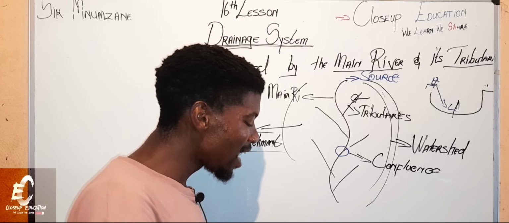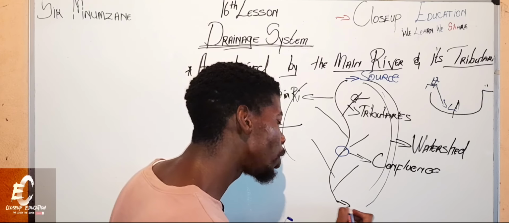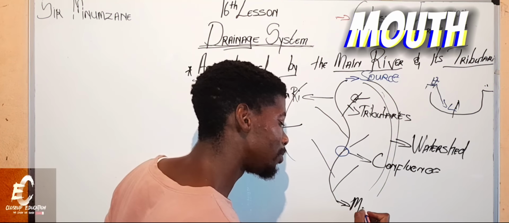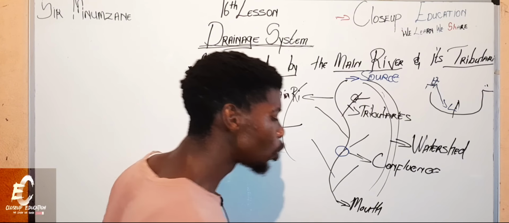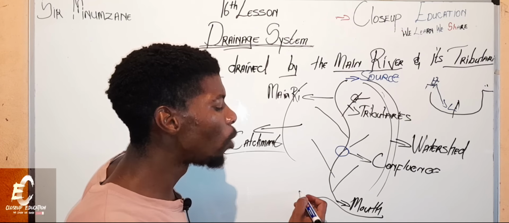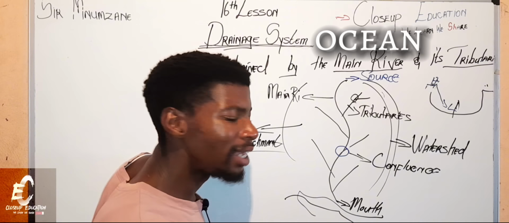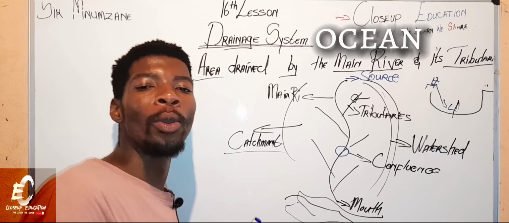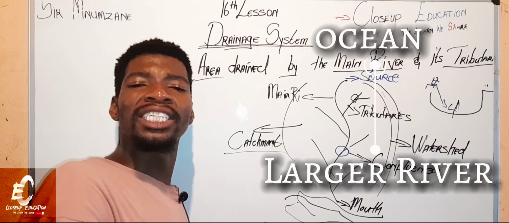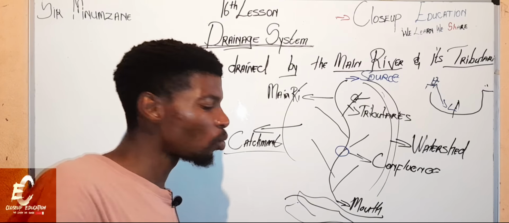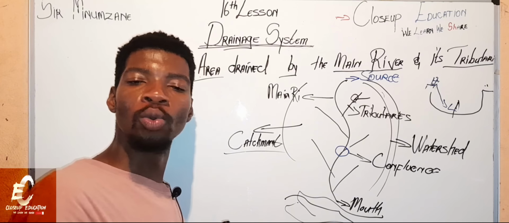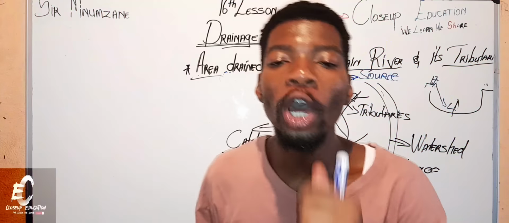And what is here? This is called our mouth, right? So our mouth is where there are oceans, right? There's ocean, or we could say much larger rivers, where it will obviously start to join in. Yes, and we do not end there.